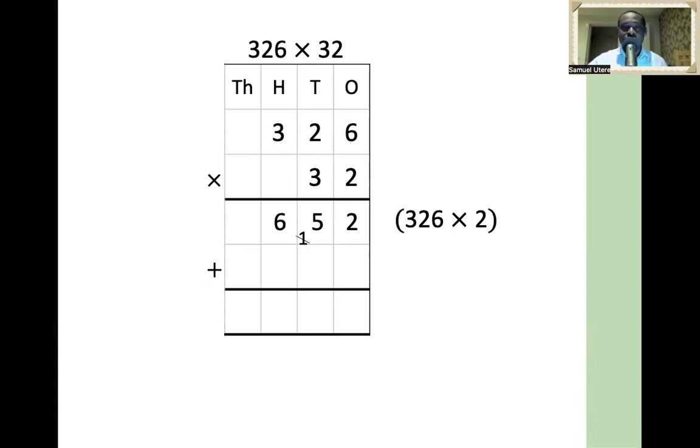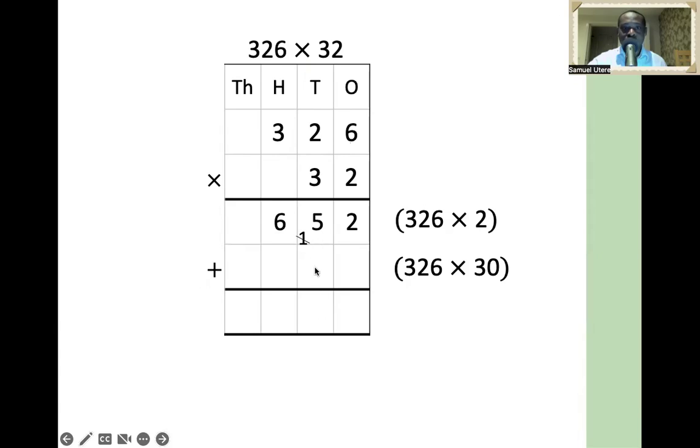We'll now shift to doing our multiplication by 30. But this time, we just look at it as 3. So 3 times, remember, we're doing our multiplication here. So we'll start to write our results from here, this column here.